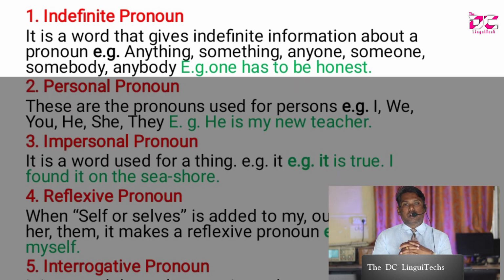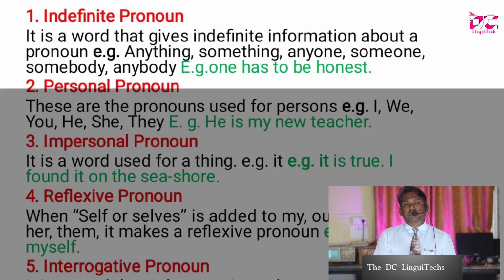We begin with indefinite pronouns. Indefinite pronouns do not refer to a particular person. For example, anyone, someone, one, somebody, anybody. If I say one has to be honest, one doesn't refer to a particular person, but one refers to every man or every person in the world. If I say one has to be punctual, so one does mean everybody. Or you can say nobody or somebody. When I say somebody, it does mean referring to an indefinite person. So one, someone, anyone are the indefinite pronouns.